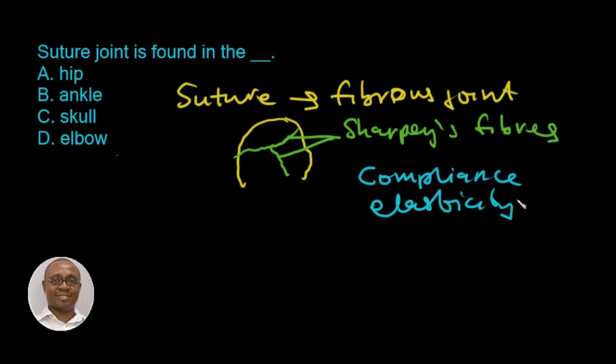elasticity of the skull. Okay, so a suture is found in the A, hip, no, B, ankle, not at all, C, skull, of course. So the answer option C is the right answer.